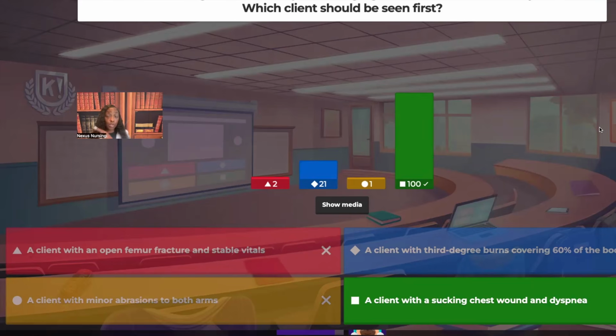They're not as bad as green. That's why we're going to green first. But immediately after that, we're going to go to them. At least their vital signs are stable. They've got a chance. And then last, we're going to go to that patient with minor abrasions to both arms. Their life isn't at risk. They'll be all right. Okay? All right, let's keep it moving.